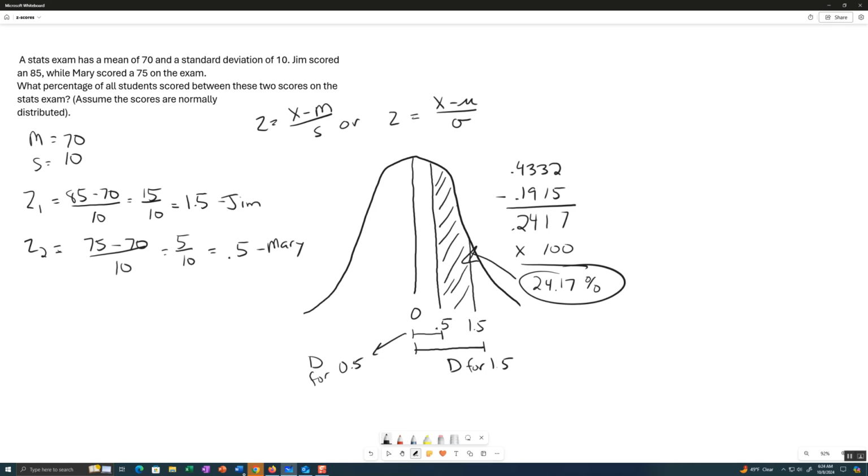Now, if they're on opposite sides, if you have a positive z-score and a negative z-score, then you just add both pieces. You would add the piece on the positive side for D and the piece on the negative side for D. But since they're both on the same side, we have to use the bigger D piece minus the smaller D piece. Remember that you can only get positive numbers here, or 0. You cannot get negative areas. You can't get negative percentages. So if you're getting a negative value, you're doing it wrong. Do the bigger piece minus the smaller piece. So that was that problem.